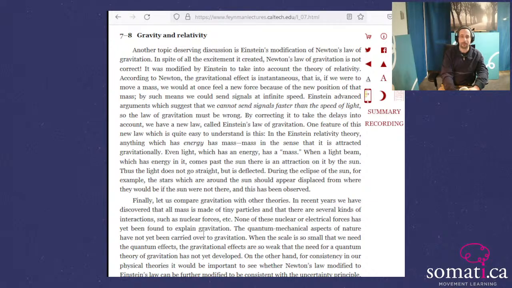And an easy feature to understand is that anything which has energy has mass in the sense that it is attracted gravitationally, even light which has an energy has a mass, in quotes. But it doesn't have mass. But when a light beam which has energy in it comes past the sun, there is an attraction on it by the sun. It gets deflected by the sun.